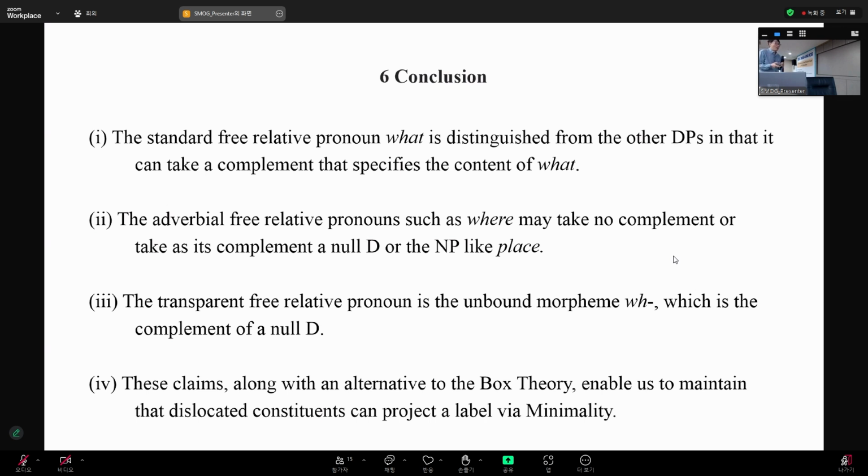Okay, let me briefly wrap up my talk. The standard free relative noun, what is distinct from other DPs? Well, it can take a complement that specifies the content of what. In fact, I also propose that the adverbial free relative nouns have the same property in that they can take a null complement. And I also propose that the transparent relative noun is the unbound morpheme WH. Along with the topic not ceiling, I have just maintained that dislocated constituents can project a label beyond the mirror. Okay, thank you for the presentation.